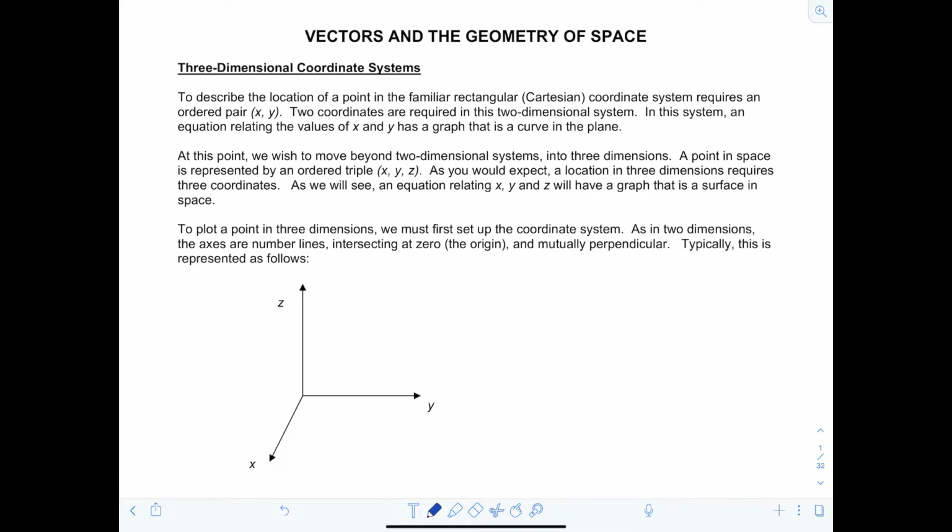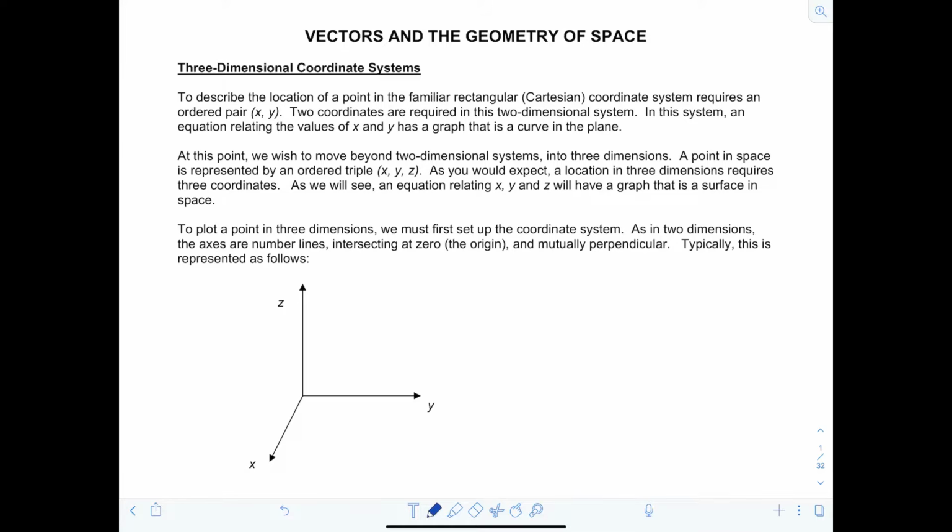So in order to describe the location of a point in our familiar rectangular, or sometimes called Cartesian, coordinate system, we need an ordered pair, right? x comma y. Two coordinates are required in this two-dimensional system. And when you're in a two-dimensional system, an equation relating the values of x and y has a graph that is a curve in the plane.